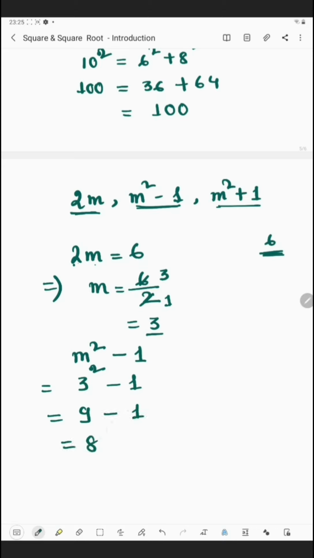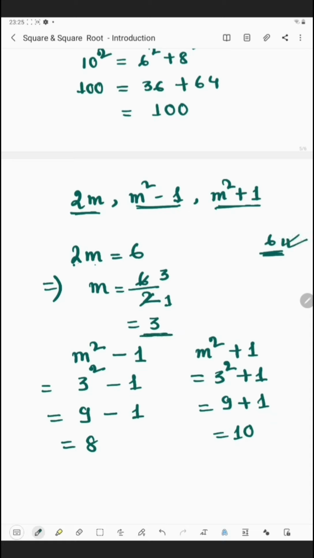And the third member is m square plus 1. So if you put the value of m here, it will be 3 square plus 1. 3 square means 9, and 9 plus 1 is 10. So the three members of the Pythagorean triplet are, one is 6. This is not the member of the Pythagorean triplet, this is only the value of m. The member is given already, which is 6, and the other members are 8 and 10.